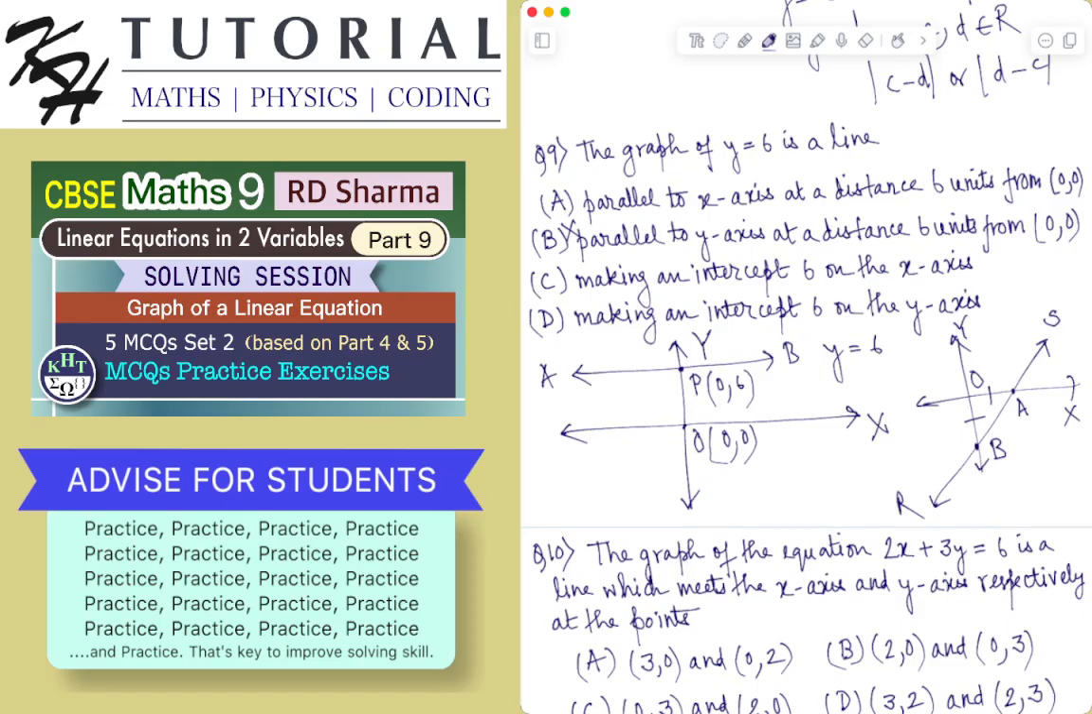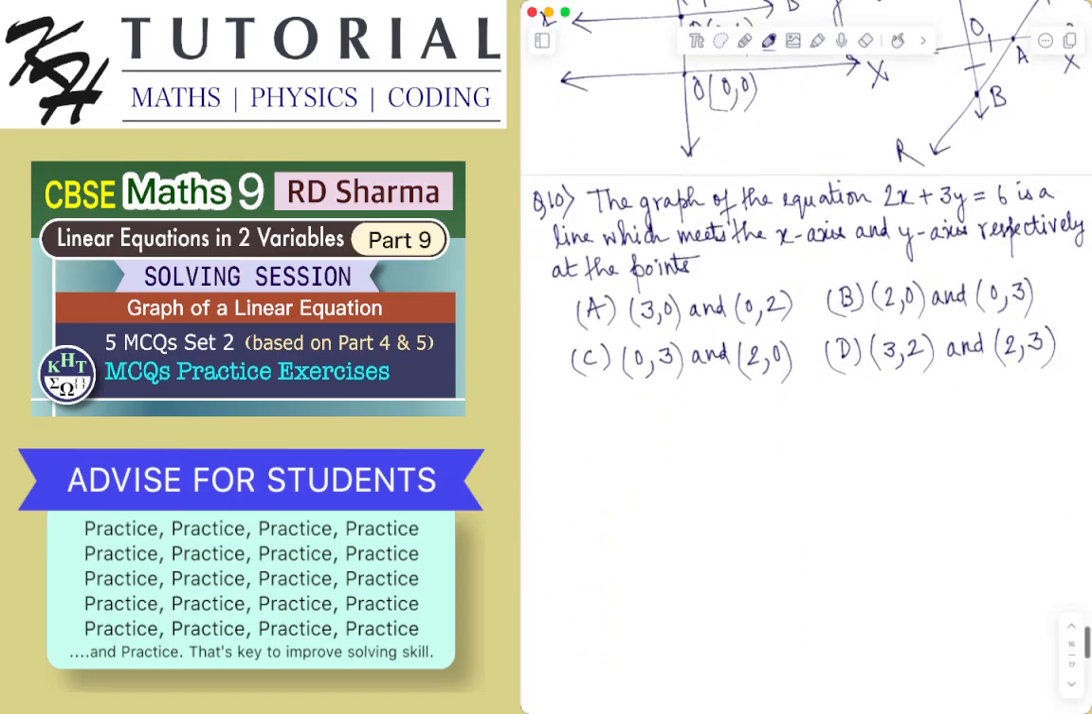No, intercept means it will make an intercept with both the y-axis and x-axis, that is it will cut both the x-axis and y-axis at some point. So clearly the correct choice will be A, that is the line y equals 6 is parallel to x-axis at a distance 6 units from origin.